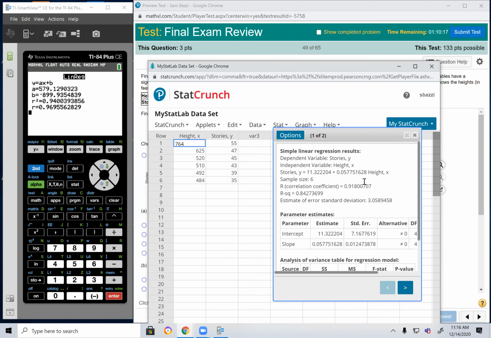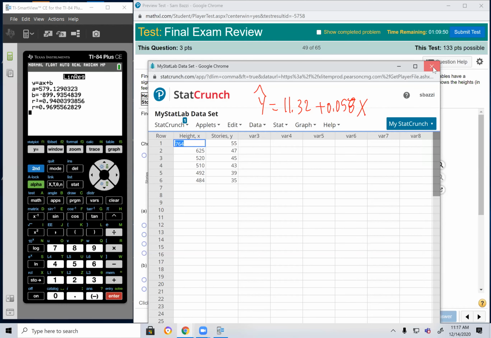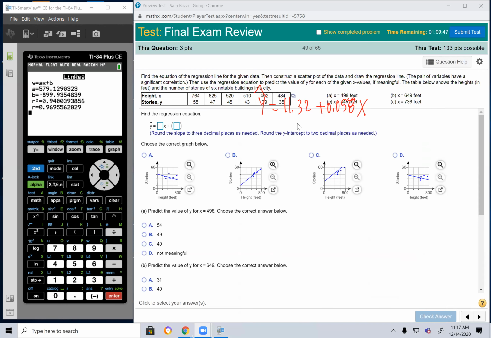So if I write this down, y hat equals 11. I don't remember how many decimal places he asked. 8x. All right, I'm going to close this. I don't need it anymore. All right, so you just plug it in here. Oh, 3 decimal places. So that's 11.322 plus 0.058x.